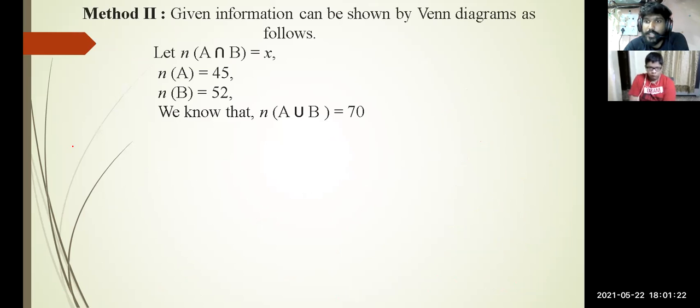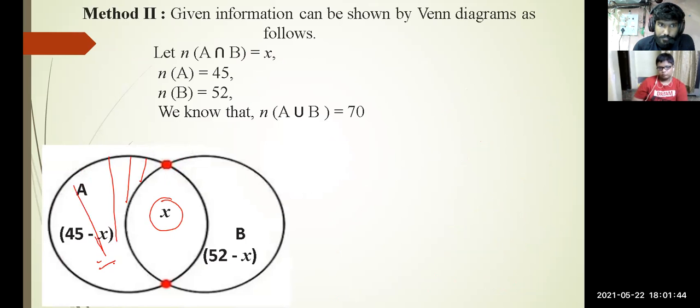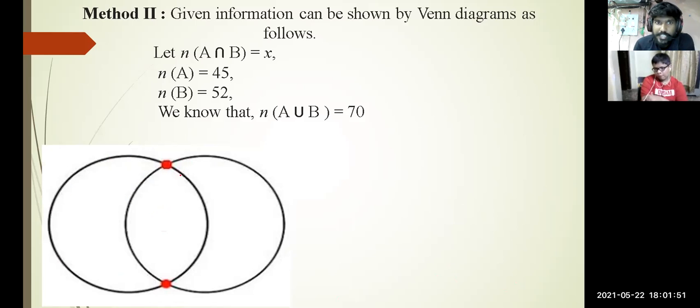Now, for the same sum, we have another method. The given information can be shown by a Venn diagram as follows. If A intersection B is X, that is this, then this portion. Okay, try to understand this way. We are taking this part to be X. So this portion is X.